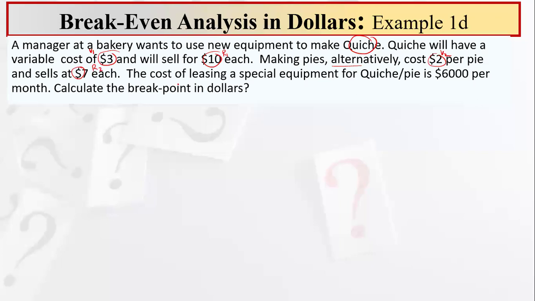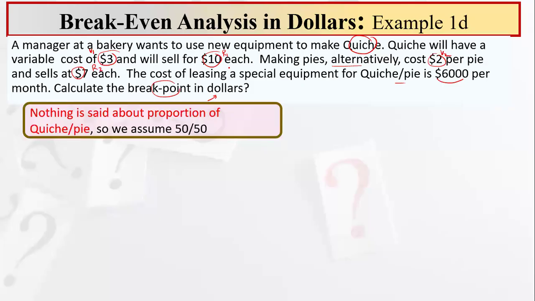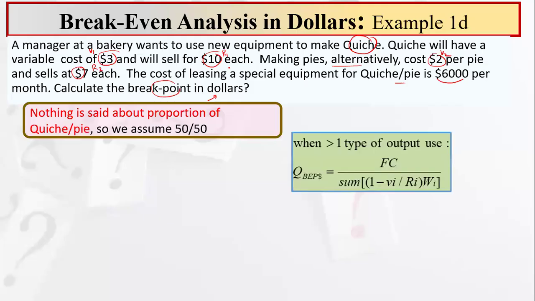So the cost of leasing the special equipment for the quiche and the pie is going to be $6,000 per month. Calculate the break-even point in dollars because you're producing two items on the same machine. So use the formula that I gave you earlier, the V1 R1 formula, right? The weight here is not given to you, the proportion is not given. So when it's not given, use an equal proportion, which is W equal to 0.5 for each item, so 50-50.